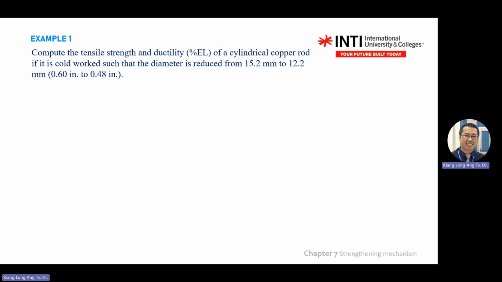Okay, look at the exercise. Compute the tensile strength and ductility of a cylindrical copper rod if it's co-worked such that the diameter is reduced from something to something. Okay, so can you calculate the percentage of co-work? What is the value? How many percent?